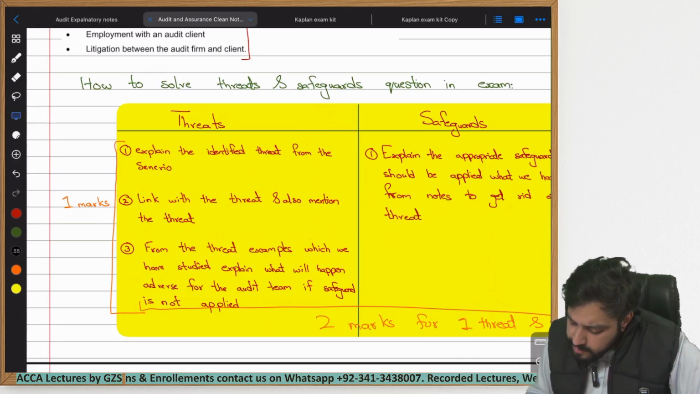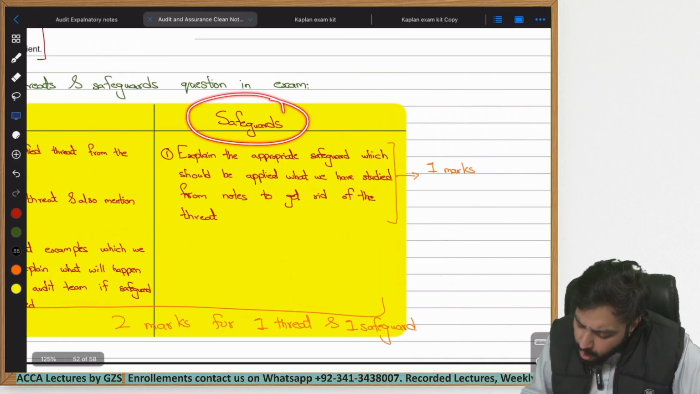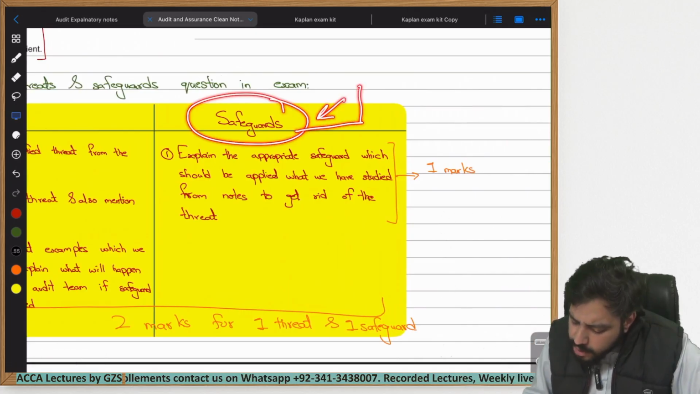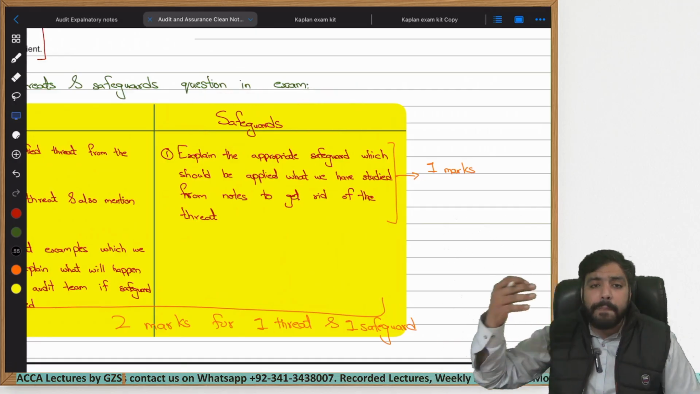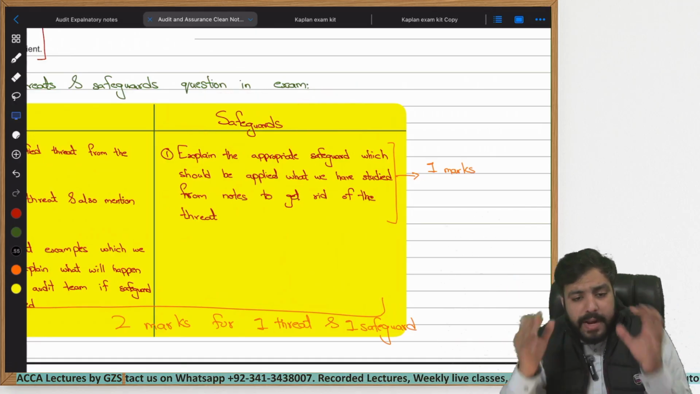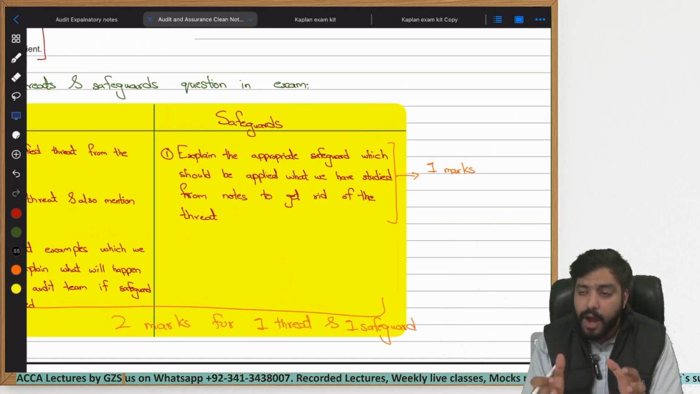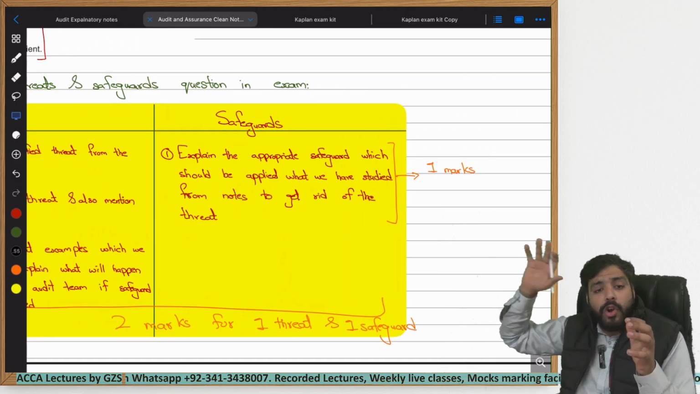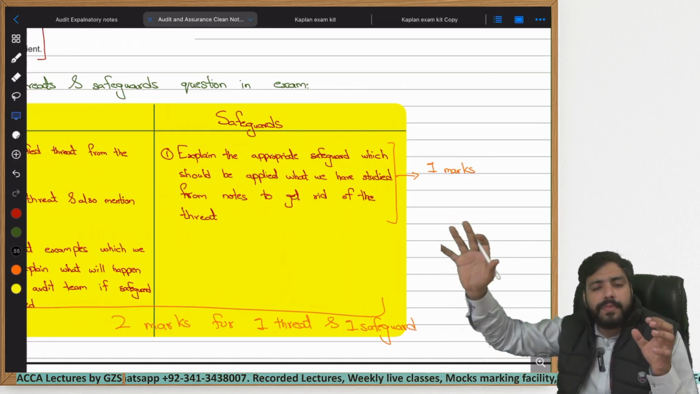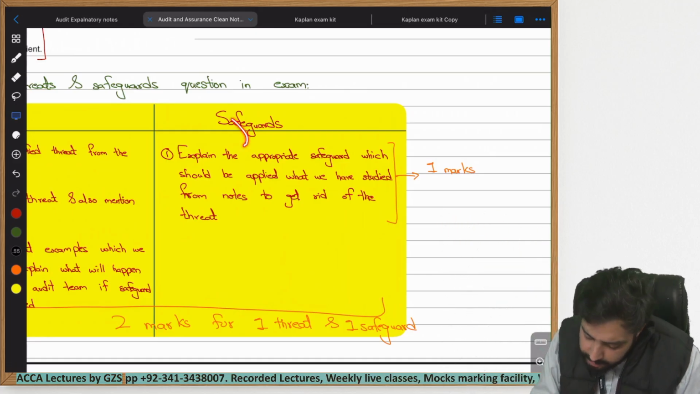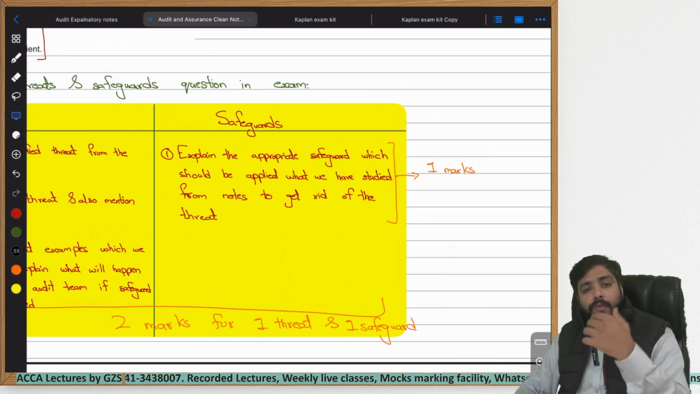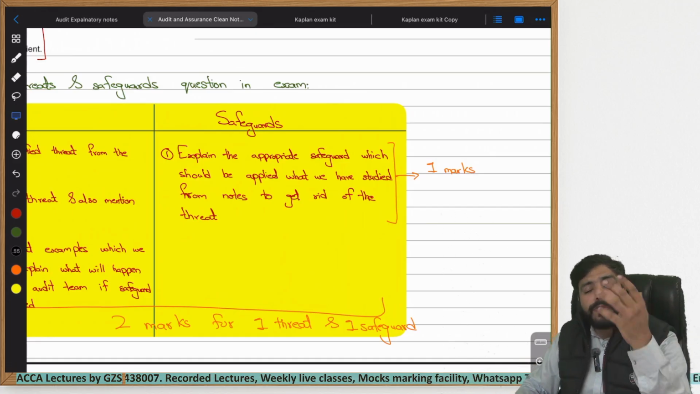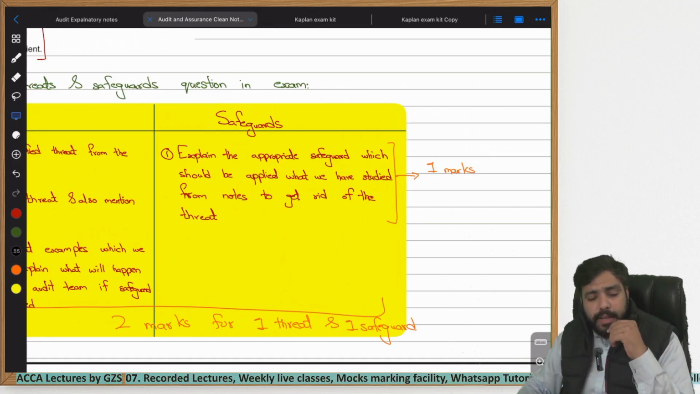Now, coming towards the safeguard, a safeguard is always something that you write down that you would actually do within your practical life as well. Within the previous lectures, I have properly explained this again and again, and even within CCG: do not write down a generic safeguard. Write down a safeguard that you can properly link with the scenario, with the type of threat that you have identified. For example, for fee dependency, what was the appropriate type of safeguard that we could use?